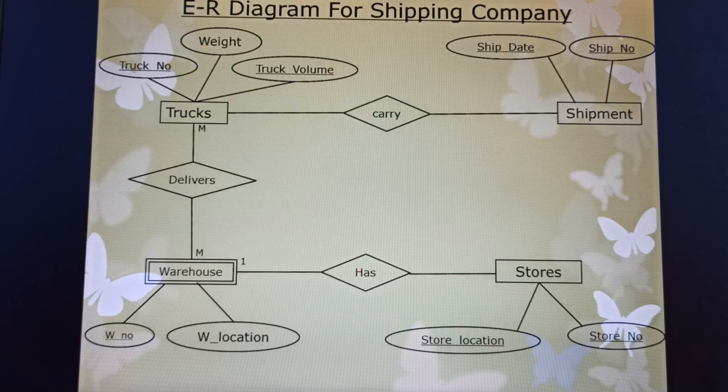Now, one warehouse can have many stores. Therefore, it is represented using one to many mapping cardinality. And one truck can carry multiple shipments. Therefore, it is represented using one to many for shipments. This is the ER diagram for a shipping company.